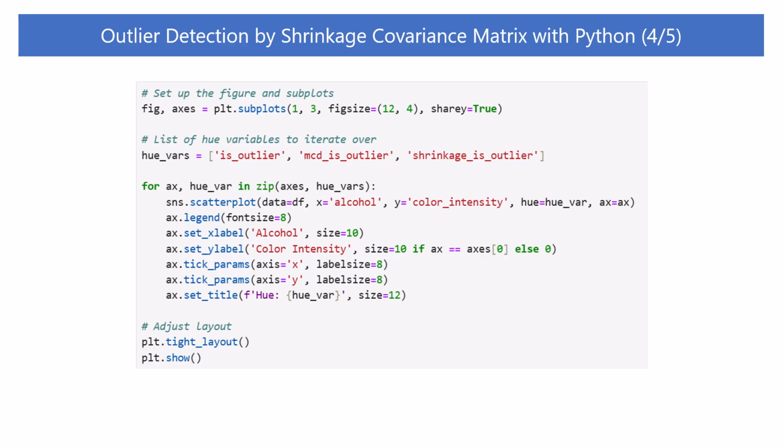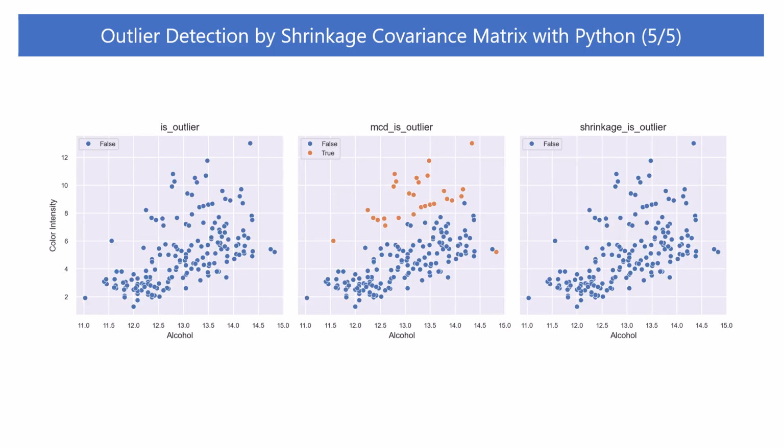Now, let's display the results using scatter plots. Let's compare the results from the usual Mahalanobis distance, MCD, and a shrinkage covariance matrix by lining them up horizontally. The results are shown in these scatter plots. The orange dots are outliers. The orange dots exist only in the case of MCD. The method using the shrinkage covariance matrix did not detect any outliers.